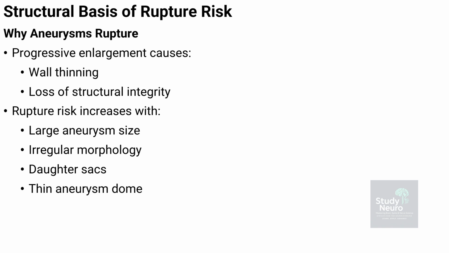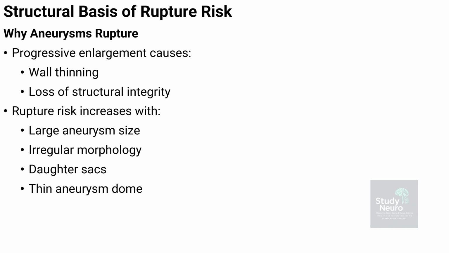Aneurysm rupture is mainly a structural failure of a weakened vessel wall. As the aneurysm gradually enlarges, the wall becomes thinner and loses its normal ability to withstand pressure from circulating blood. This weakening is not uniform. Some regions become especially fragile, and over time, the structural support of the arterial wall is progressively lost, making it less stable under normal pulsatile flow.